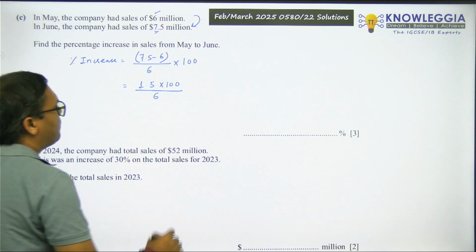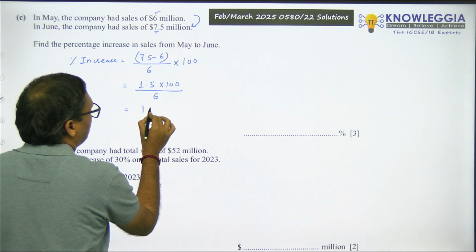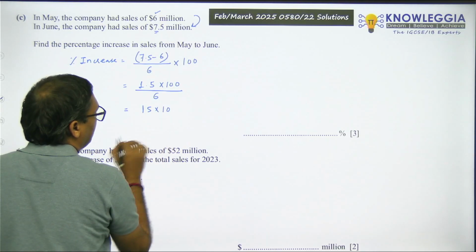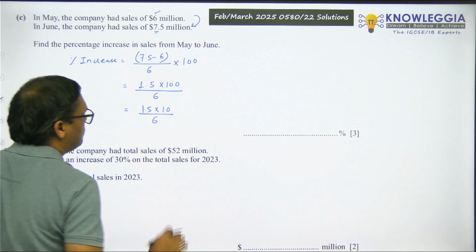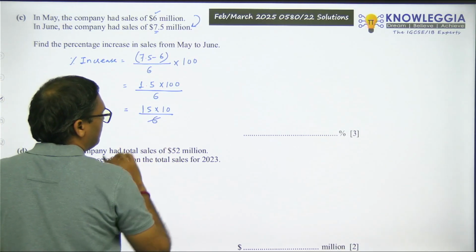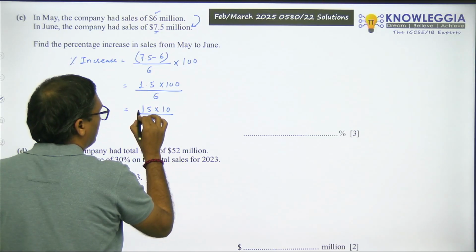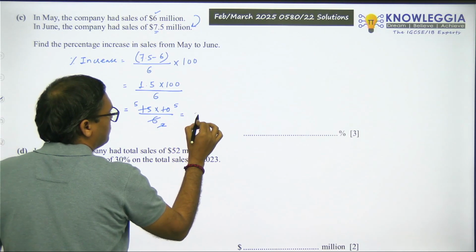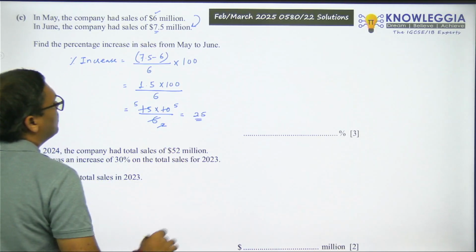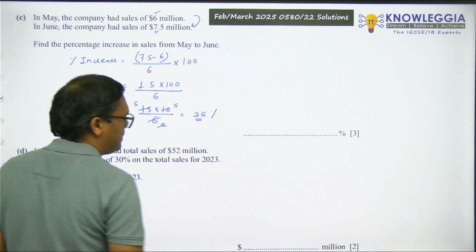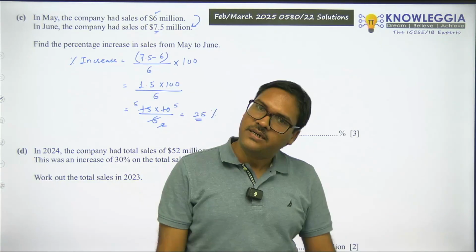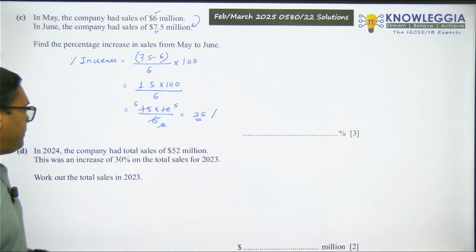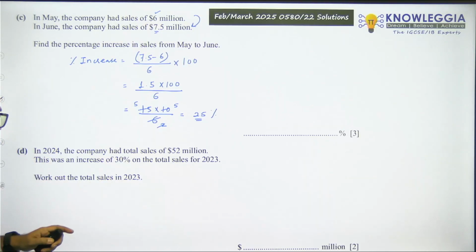So now we will just calculate this. So this is, I can say 15. I can just cancel this 0. And this is 10 upon 6. So if I cancel the common factors, 3, this is 2, and this is 5, and 2, this is 3. So 25. So that is the answer. 25 percentage increase. So that is the answer. 25% increase is from May to June. Okay. Now, the next question, next part of this.